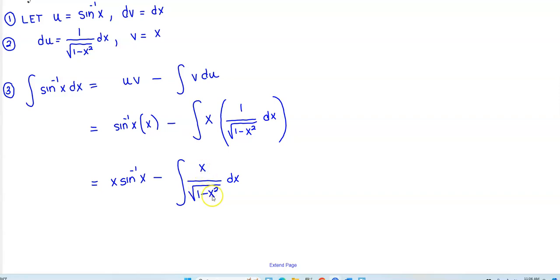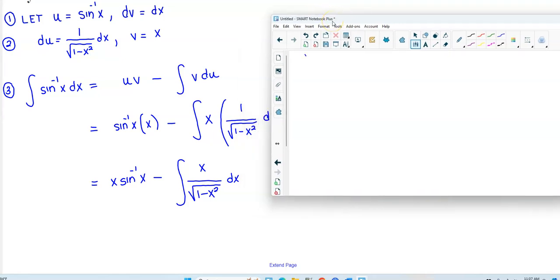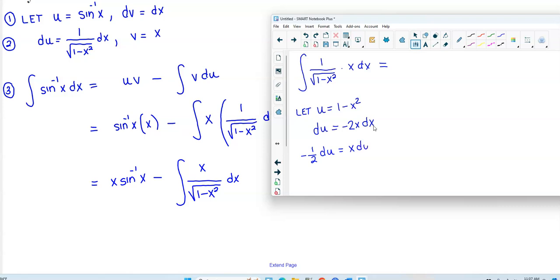If you take a look here, we just need u substitution, because if we substitute this, we'll end up with the derivative of x squared, which is x dx. So let's do that. Again, we rewrite this as 1 over the square root of 1 minus x squared times x dx. So we let u equal 1 minus x squared, du is equal to negative 2x dx, and then dividing both sides by negative 2, we have negative 1/2 du equals x dx.